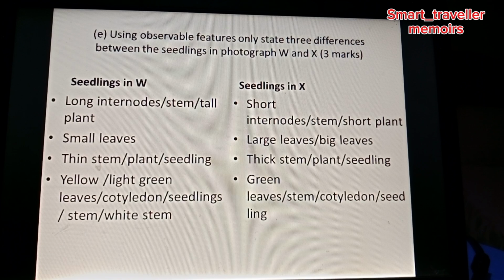So you can say small leaves, on the other side large leaves, or you say small leaves, and on the other side you say big leaves. Thin stem, thick stem. Thin plant, thick plant. Thin seedling, thick seedling. Yellow, green leaves. Yellow or light green leaves goes with green leaves. Yellow cotyledon, green cotyledon or stem.